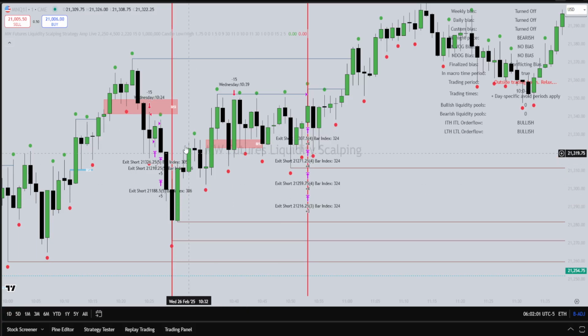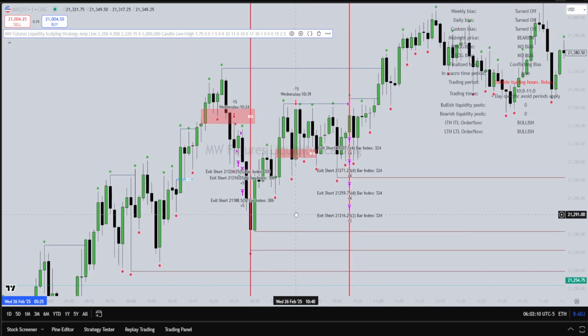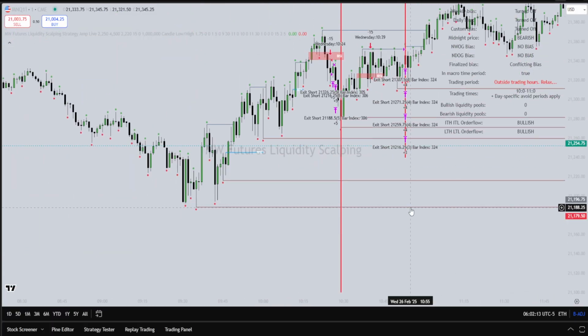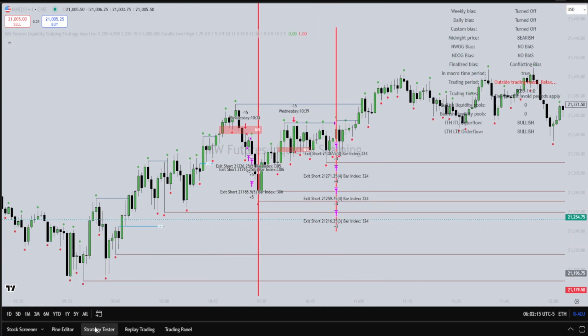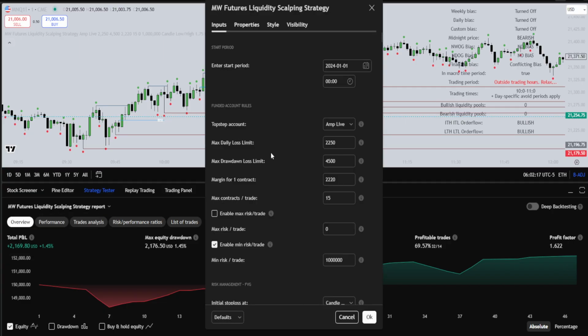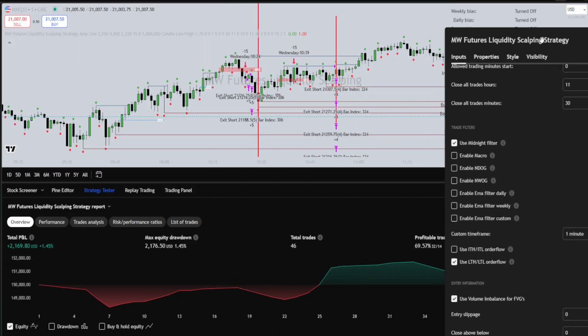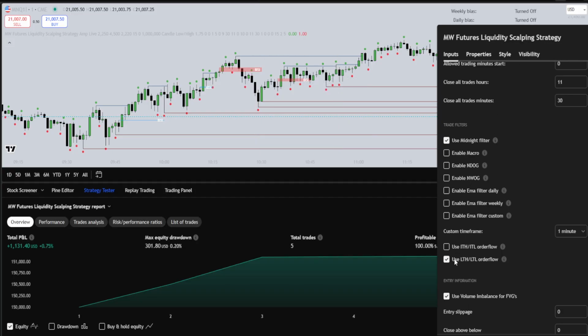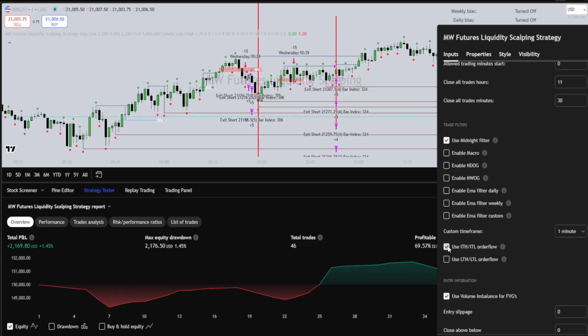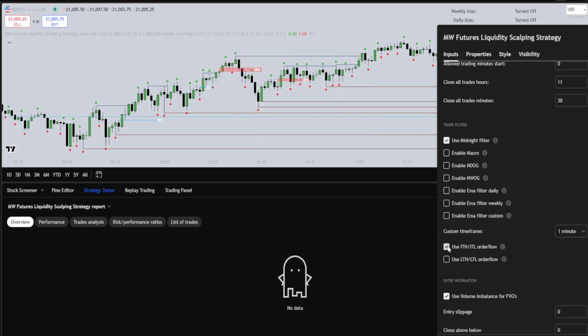What we do see is that we have switched in regards to the order flow. It seems like we want to go up, which means I want to see what the results would be if I now enable this again. Okay, so that's not ideal at all.